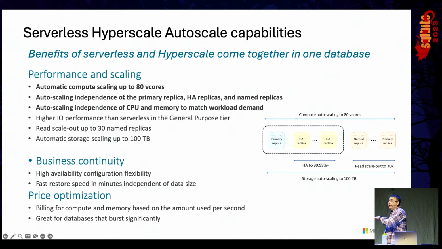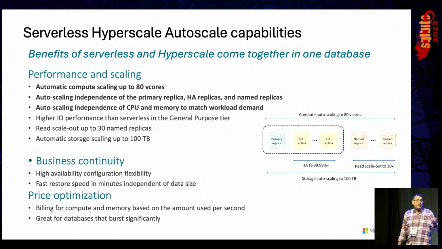Of course, hyperscale as a tier itself has a higher performance profile than general purpose. For example, Silvano was talking about packing 500 databases in a pool. You have business continuity and price optimization. So it's effectively great for databases that burst. You can burst almost instantly, from that perspective.